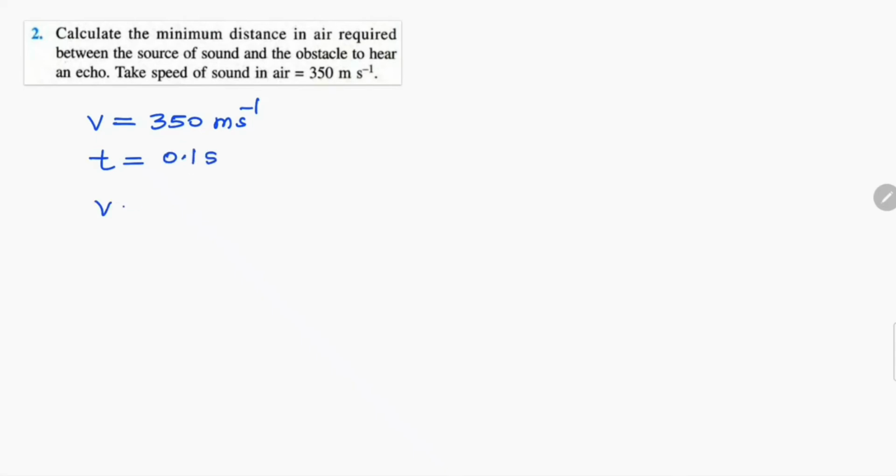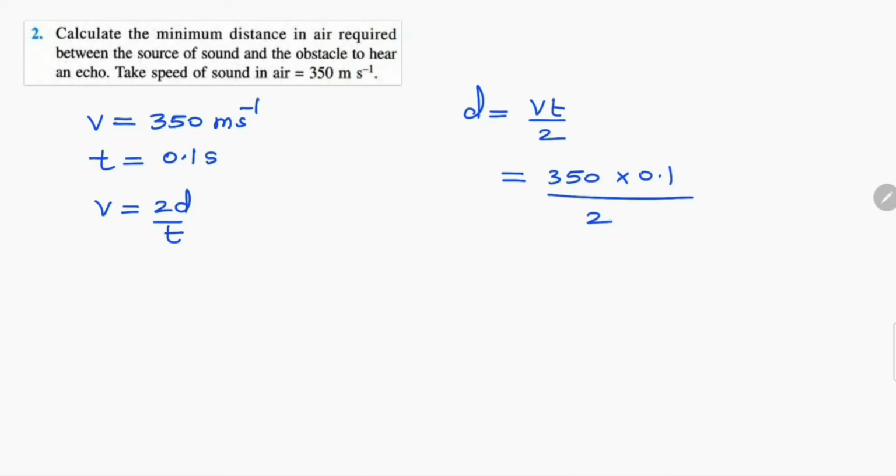Now very simple. V is equal to 2D by T. Therefore, I can write it as D is equal to Vt by 2. So V is 350 into 0.1 upon 2. So 35 by 2. And that is 17.5 meters.